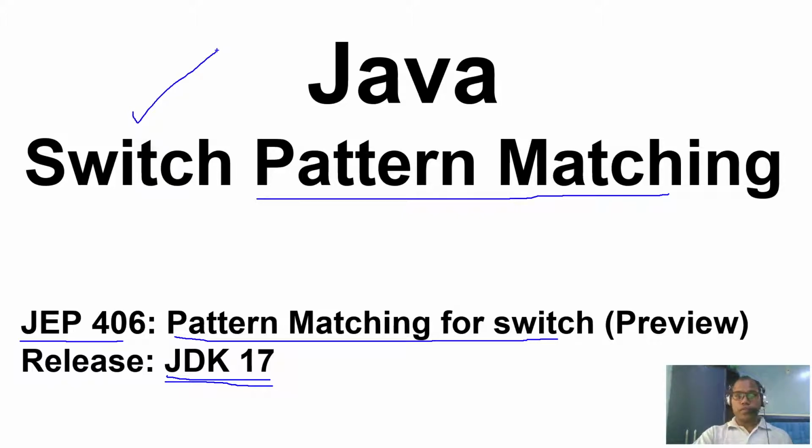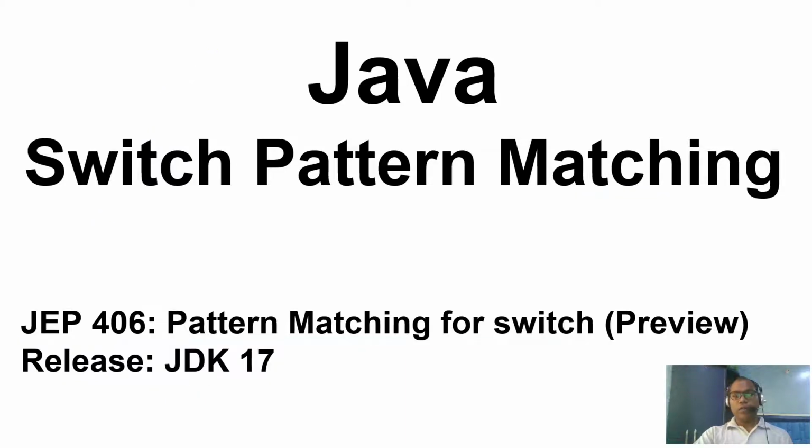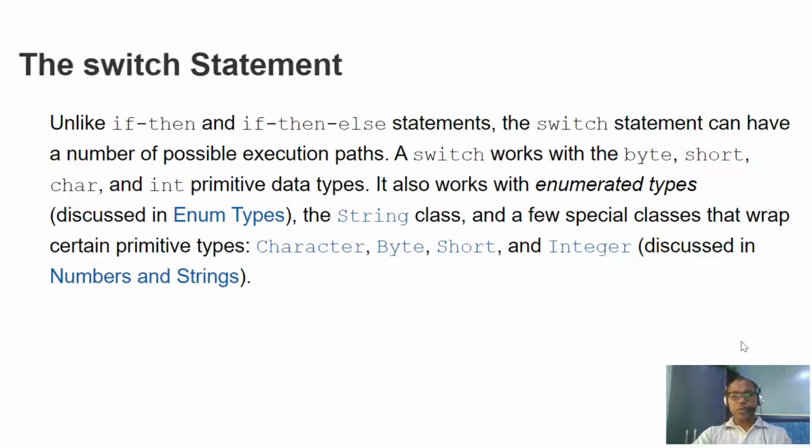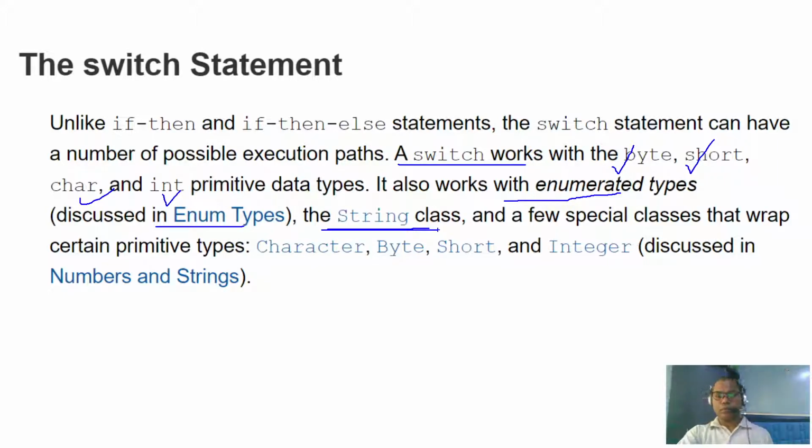Generally, we started with switch as a statement, then switch as expressions, and whatever value you pass in the switch has some limited types, like a primitive int or a char. Previously a switch worked only for byte, short, char or int primitive data types, and also for enums if you define some enum types, and even for strings. Also a few special wrapper classes like Character, Byte, Short, Integer, and strings.